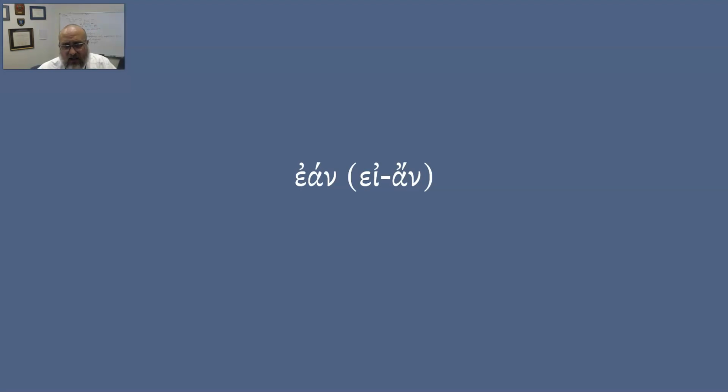An is simply a plus an. Ei is if, and an is the particle of hypothetical things. If I should have done my work, I would be more prepared. So it's hypothetical, implying that the if part of this sentence is not true.